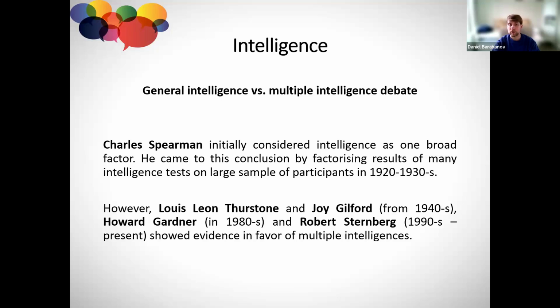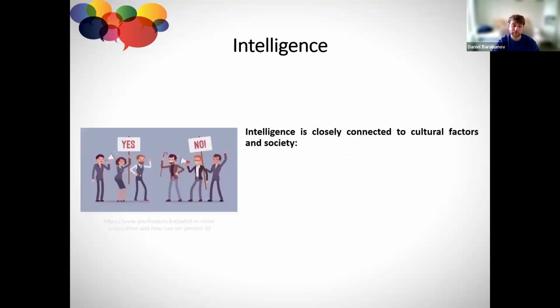Some of the most famous proponents of multiple intelligences are Louis Thurstone, Joy Guilford, Howard Gardner, and Robert Sternberg. They showed pretty strong evidence of the existence of multiple intelligences, but unfortunately it doesn't solve all the problems in the field.